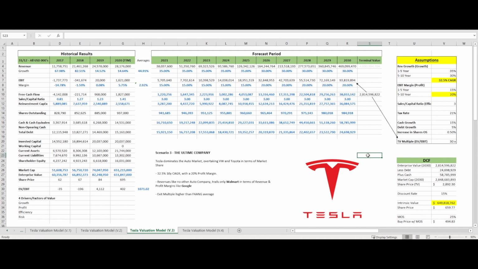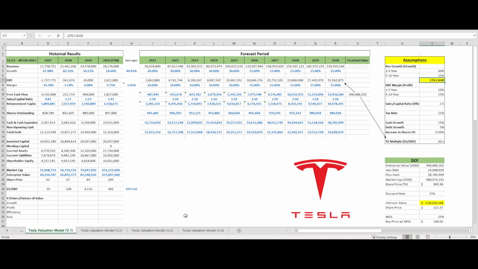You could say this one, scenario 3, is quite unrealistic as well. I don't see it playing out. I don't see them getting Google-like margins and revenues that far exceed the dominators of the market in VW and Toyota. Like we said earlier, there is definitely a dilemma here where they can't just have huge amounts of revenue and higher profit margins, because there's got to be some give and take between whether they're going to be an automobile company or a tech company.